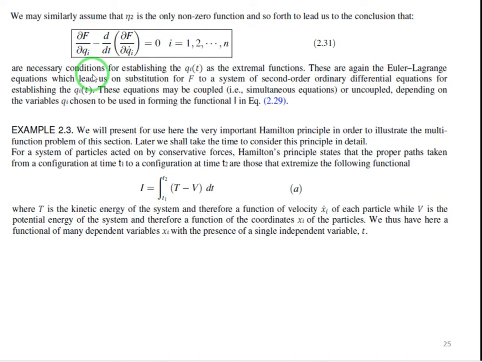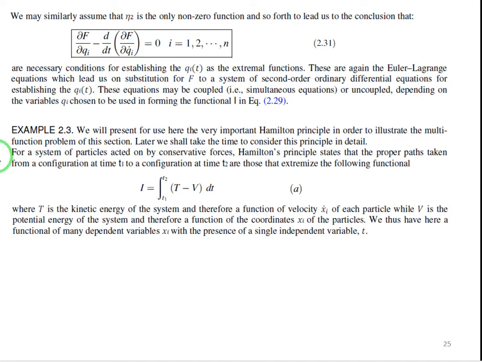Let me explain something else. Let me say that all of these equations are second order equations. So for each equation we need two boundary conditions, or in other words, for each qi we need two boundary conditions, and by using these boundary conditions we can solve equation 231. Okay, let's explain the above equations by solving an example.